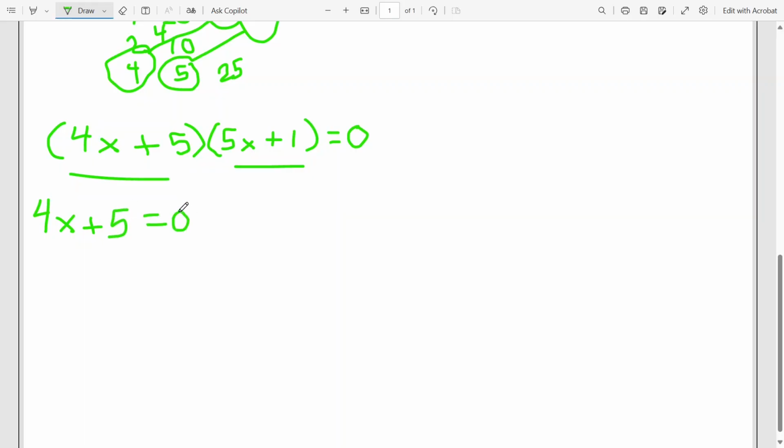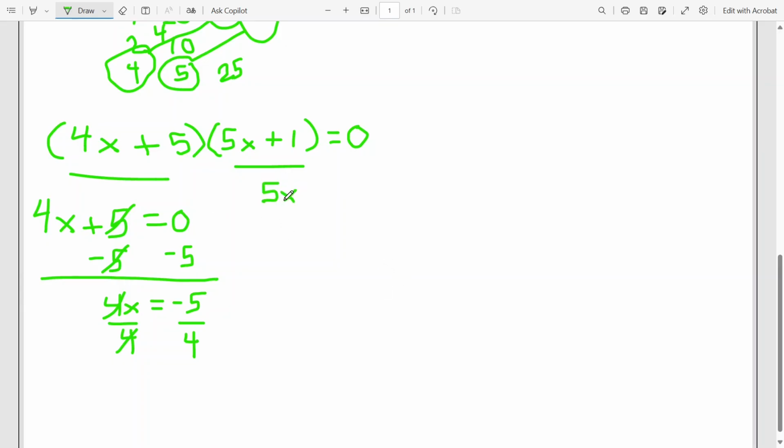equals 0. I'll subtract 5 from both sides here. 5 minus 5 is 0. We get 4x equals -5. We'll divide by 4. And we get x equals -4/5.